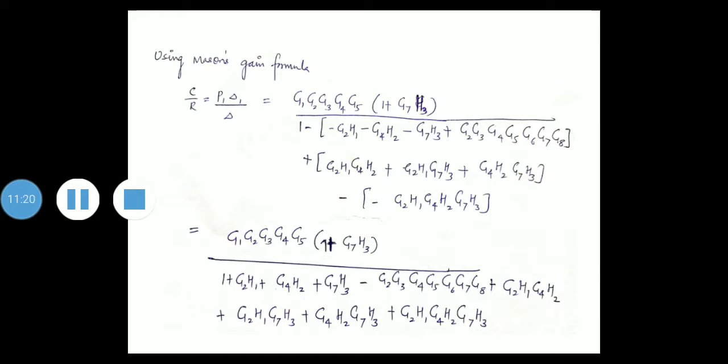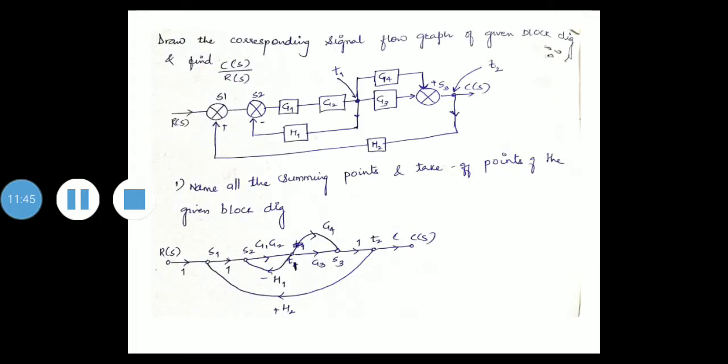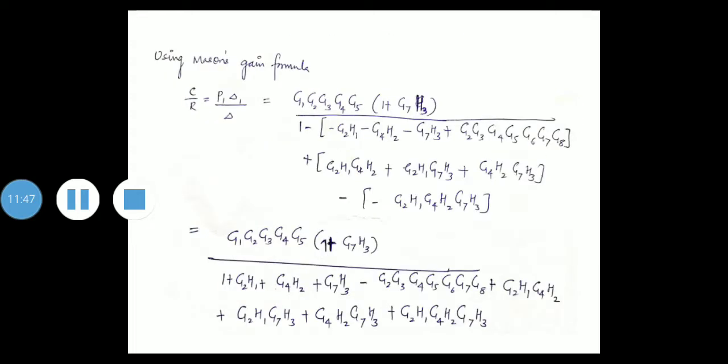Delta is substituted here, which will come to 1 plus G2 H1 plus G4 H2 plus G7 H3 minus G2 G3 G4 G5 G6 G7 G8 plus G2 H1 G4 H2 plus G2 H1 G7 H3 plus G4 H2 G7 H3 plus G2 H1 G4 H2 G7 H3. Okay, so that is C by R.